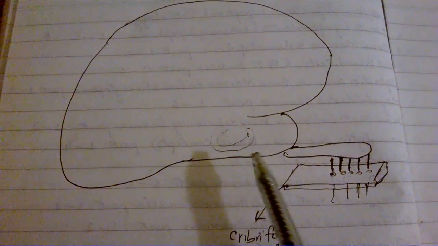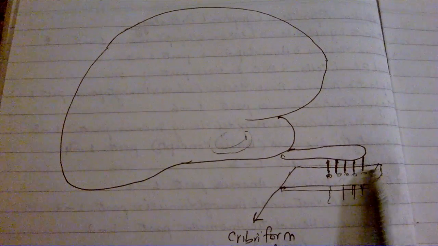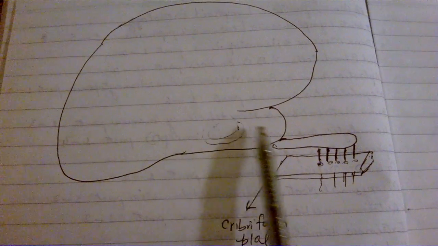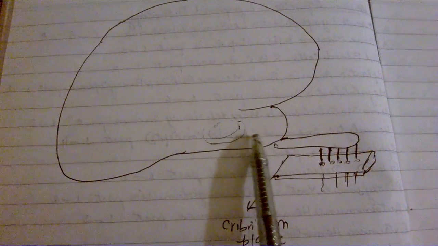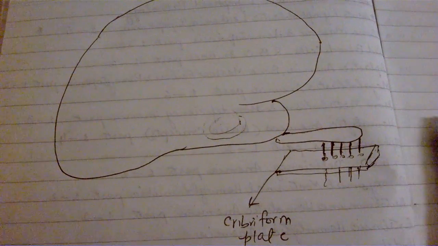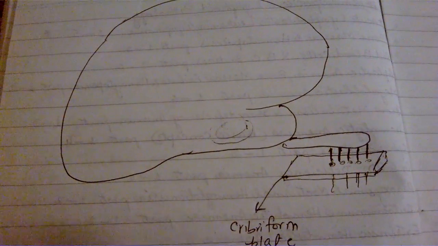Another thing which you need to remember over here is that the olfactory nerve is probably the only nerve which does not end up on the thalamus. It ends up directly on the brain. Okay, so this concludes our lecture on the olfactory nerve.